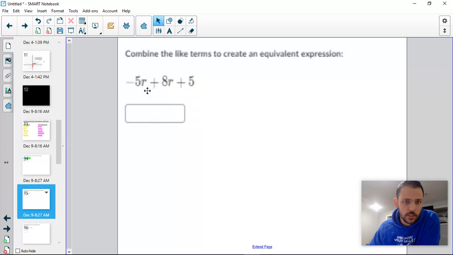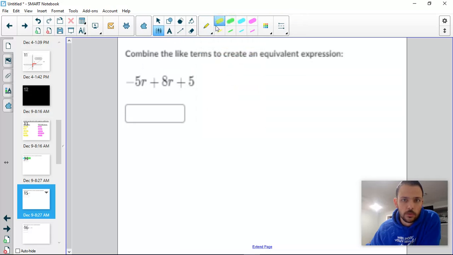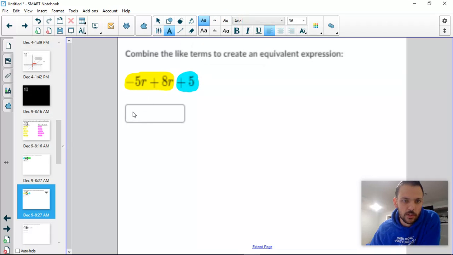All right. Here, again, we have two different types of terms. So we have the negative 5r plus the 8r, right? Those both have r's. And then we have this one that's going to be all by itself, the plus 5. It does not have an r. I cannot combine it with those ones that do have r's. All right, so negative 5r plus 8r is going to be 3r, right? We have 3 more positives than we have negatives. 8 is 3 bigger than 5, so it's 3r plus 5.